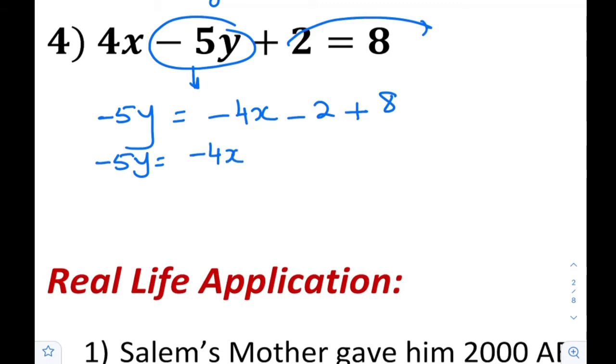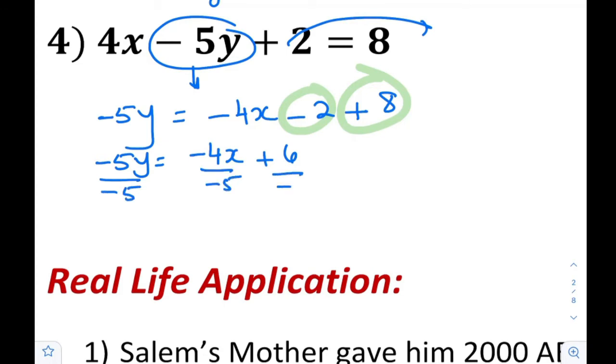Minus 4x. These are like terms. 8 minus 2, or minus 2 plus 8, is positive 6. Let's check again. Is y alone? Still, it's not solved for y. So I will divide by negative 5.